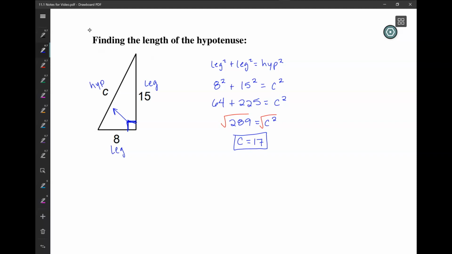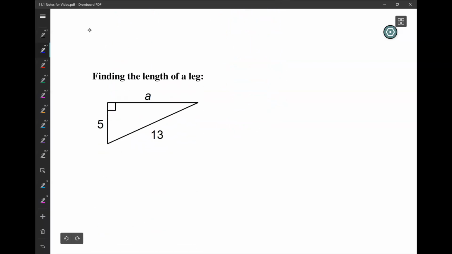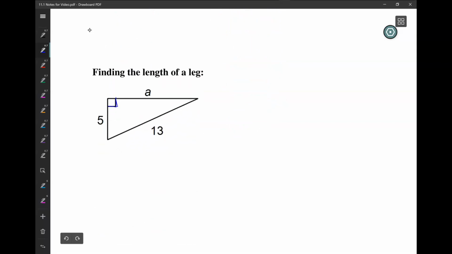So let's look at an example where it's one of the legs that we're trying to figure out. So if I look at this one, my right angle is right here. So the side across from that, the 13, is the hypotenuse. So these other two are legs. So I've got leg squared plus leg squared equals hypotenuse squared. It doesn't matter what order you write them in, but I'll write a squared plus 5 squared equals 13 squared.